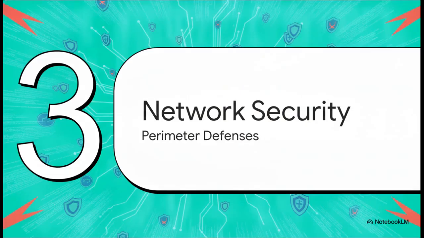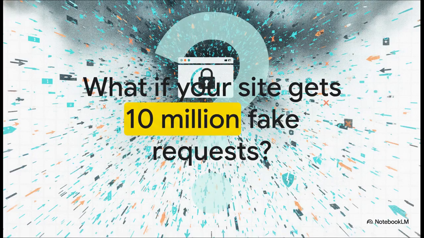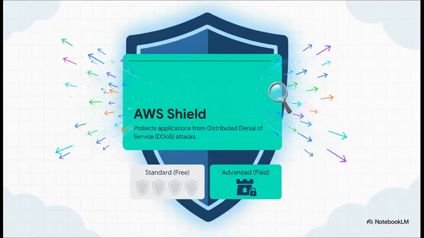All right, Section 3, network security and firewalls. I want you to picture this terrifying real-world scenario. What if your banking website suddenly gets hit with 10 million fake requests out of absolutely nowhere? This is a classic distributed denial of service, or DDoS attack. The attacker's whole goal here is to completely overwhelm your server and just crash your application. To stop that scenario in its tracks, we use AWS Shield.